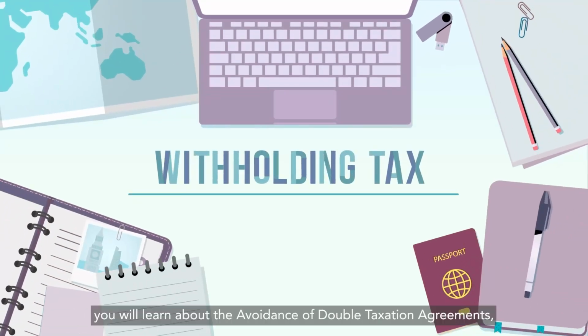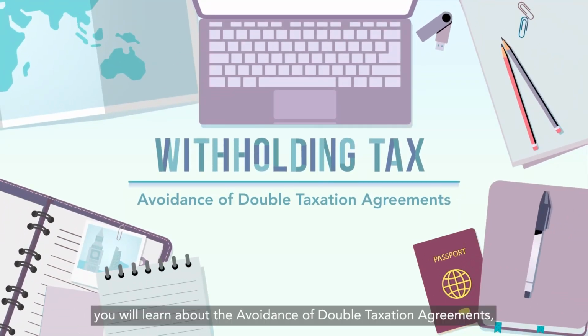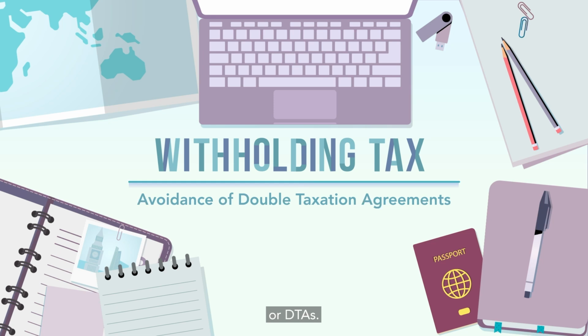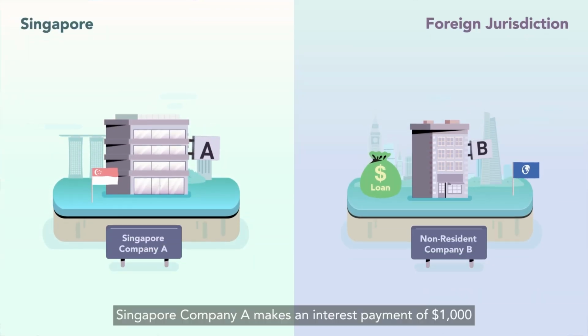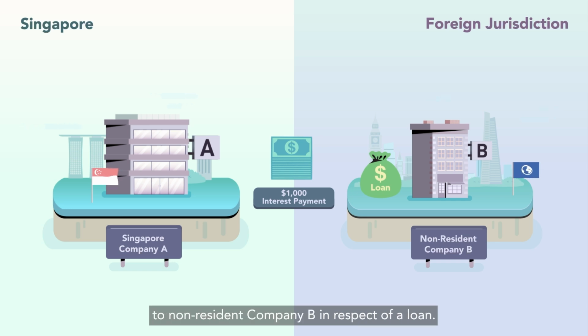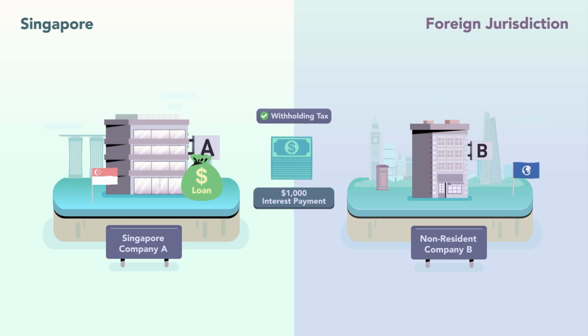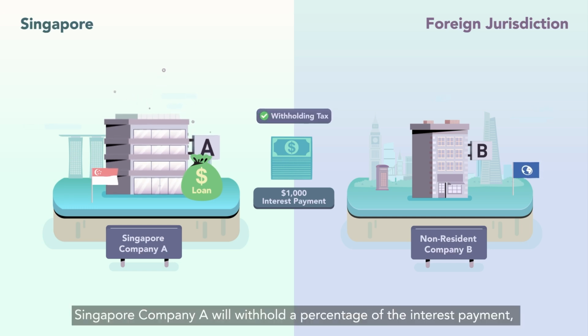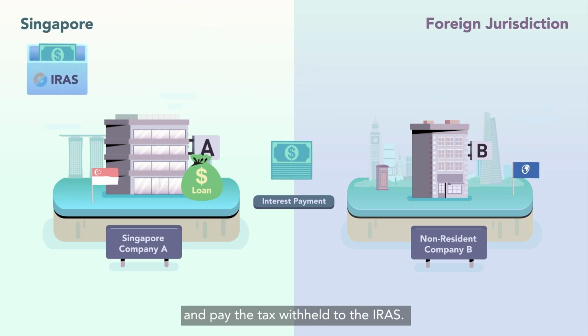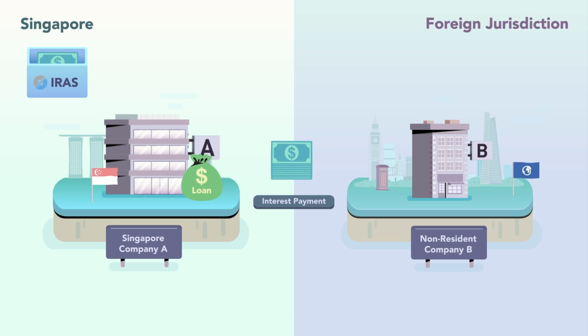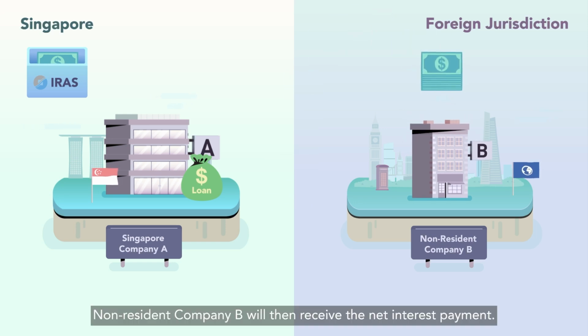In this video, you will learn about the Avoidance of Double Taxation Agreements or DTAs. Singapore Company A makes an interest payment of $1,000 to non-resident Company B in respect of a loan. This interest payment is subject to withholding tax. Singapore Company A will withhold a percentage of the interest payment and pay the tax withheld to the IRAS. Non-resident Company B will then receive the net interest payment.